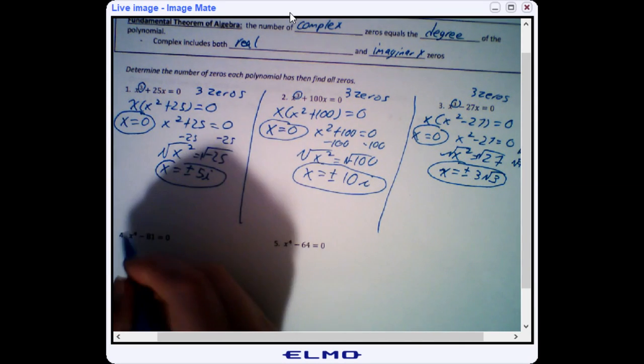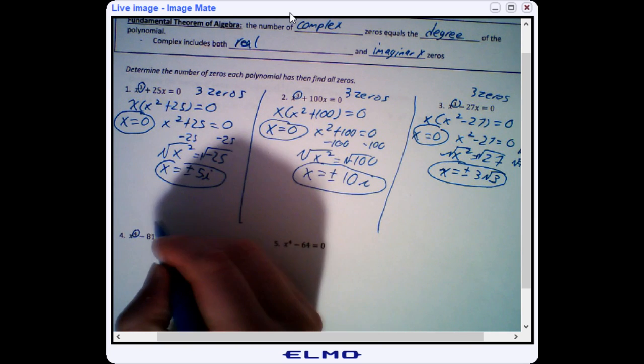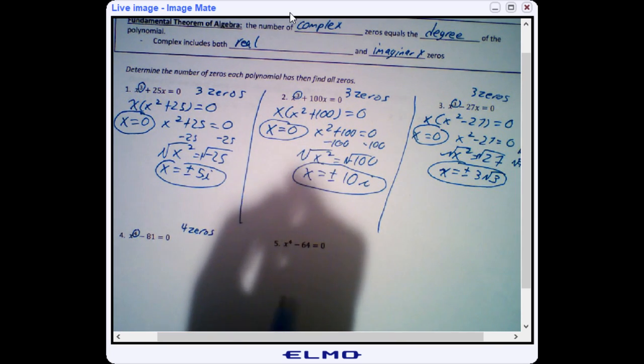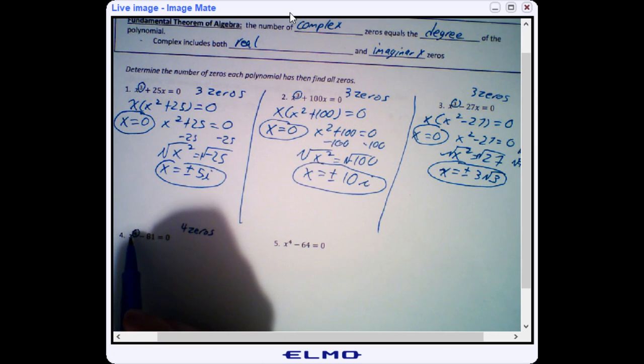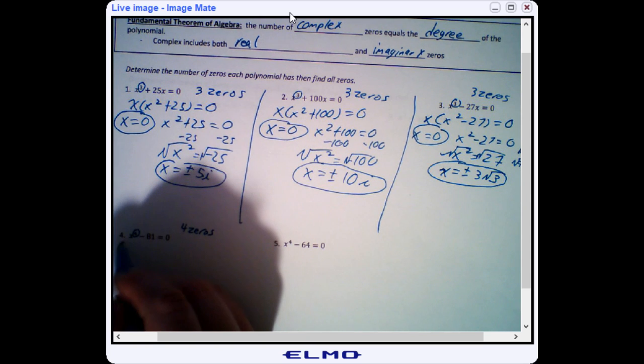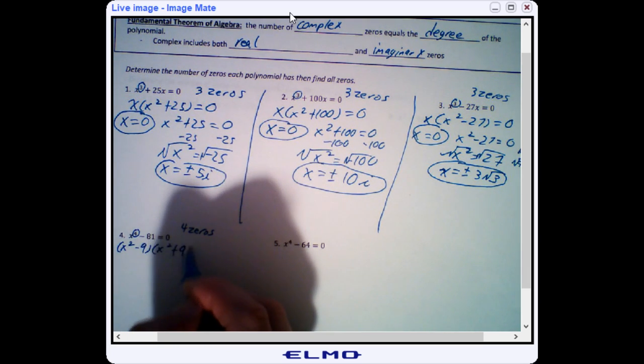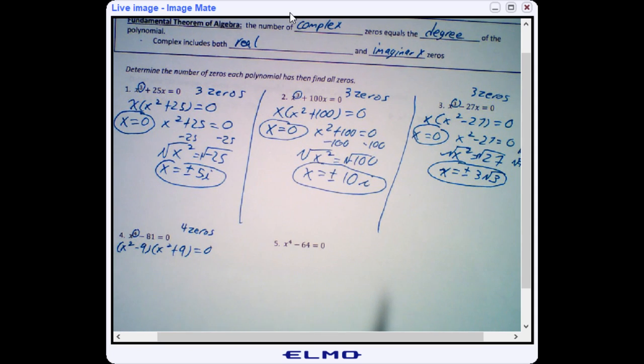For this one, we know we're going to have 4 zeros. When we factor it, we can square x to the fourth because we can divide 4 by 2, and 81 is a perfect square. So we're going to get x squared minus 9, x squared plus 9. I always like to ask myself, can I factor further?